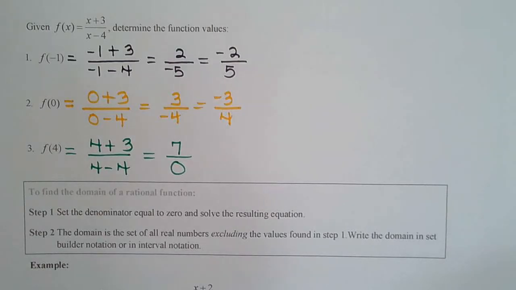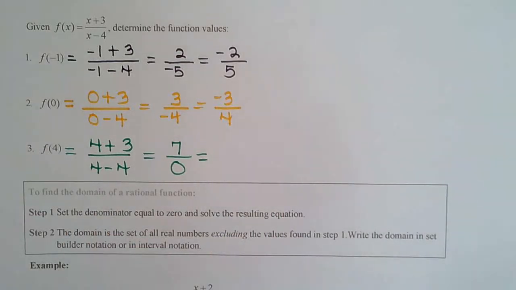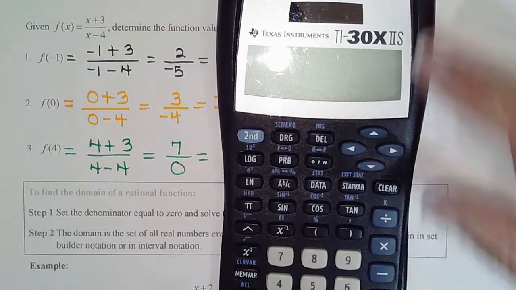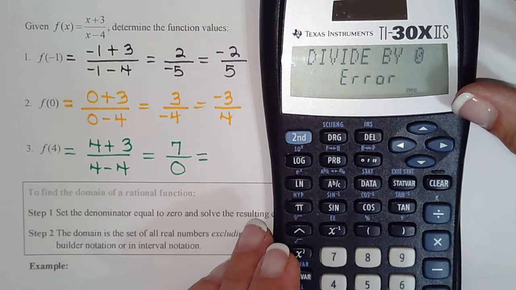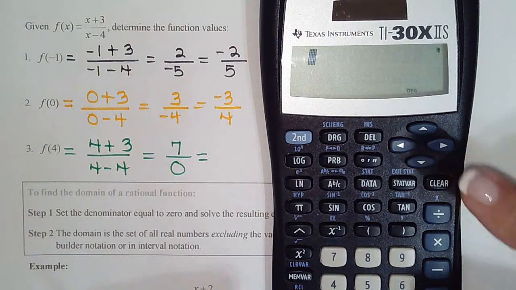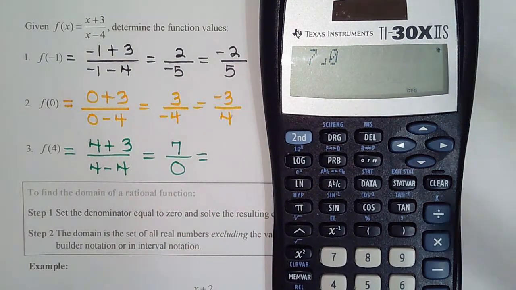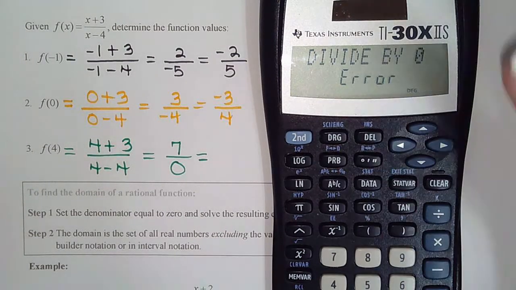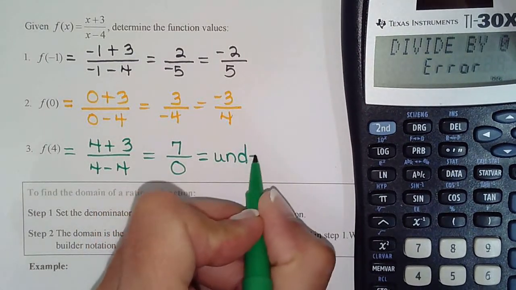7 over 0. So do we just leave that? What did we learn to write for that? If you don't remember, let your calculator tell you. 7 divided by 0 is error. 7 fraction bar 0, because I know some of you are like, I never know when to use which one. Well, they give you the same answer. It doesn't matter. We do not know how to divide by 0. So because we don't know how to do it, we call that undefined.